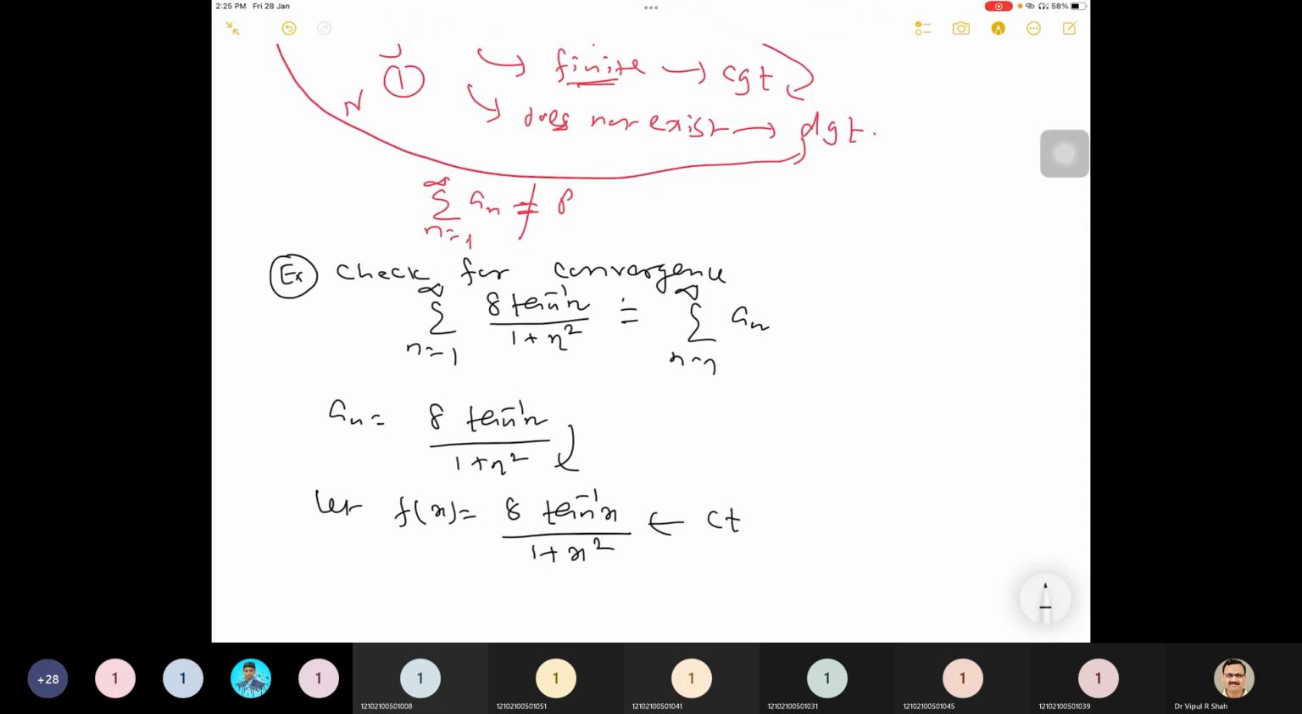Now this is a continuous function, no problem, continuous. Also it is decreasing, and it is positive too.